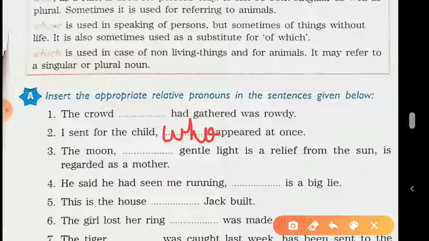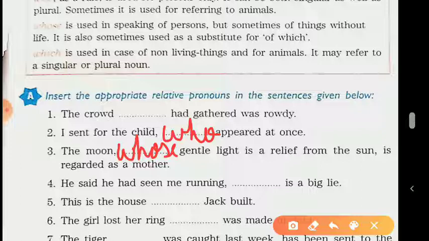Third, the moon dash gentle light. Now gentle light किसकी है? पोजीशन बता रहा है, ओनरशिप बता रहा है. Gentle light मून की है. तो जहां भी पोजीशन या ओनरशिप है बेटा, तो हम कौन सा रिलेटिव नाउन यूज करेंगे? Whose. The moon whose gentle light is a relief from the sun is regarded as a mother.